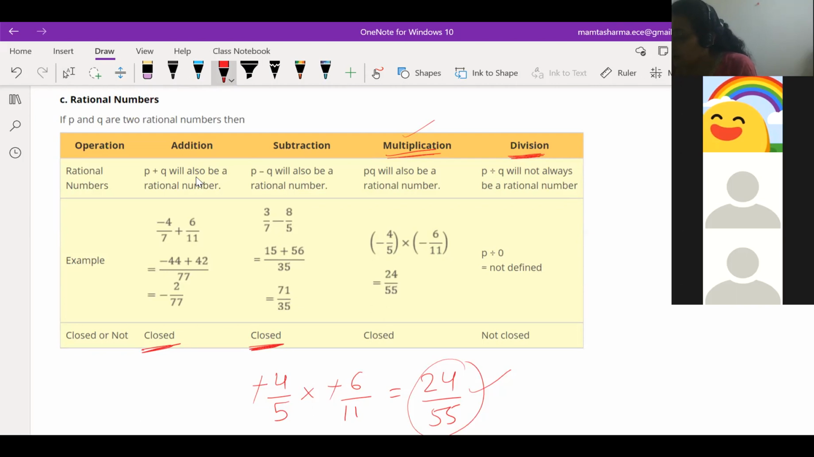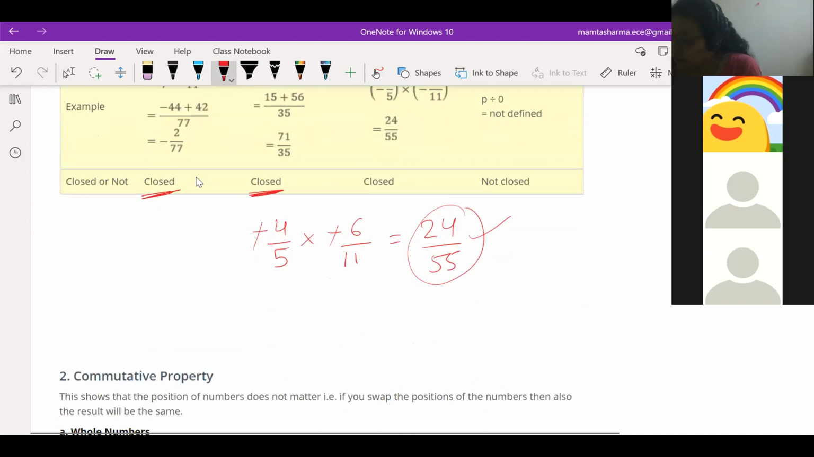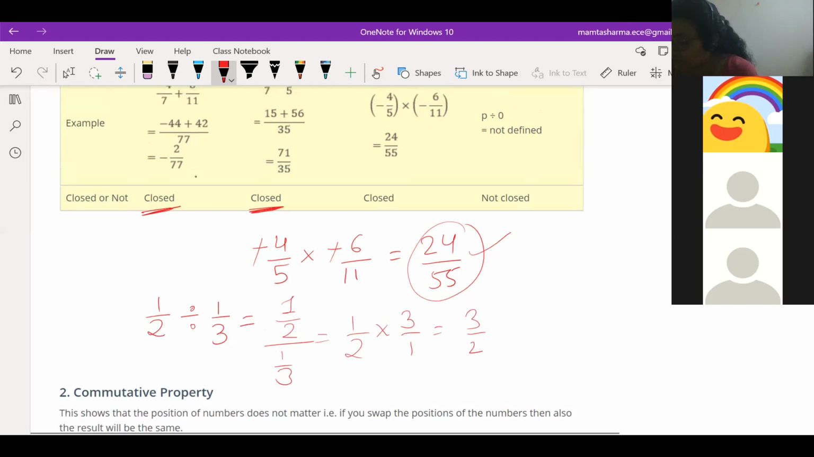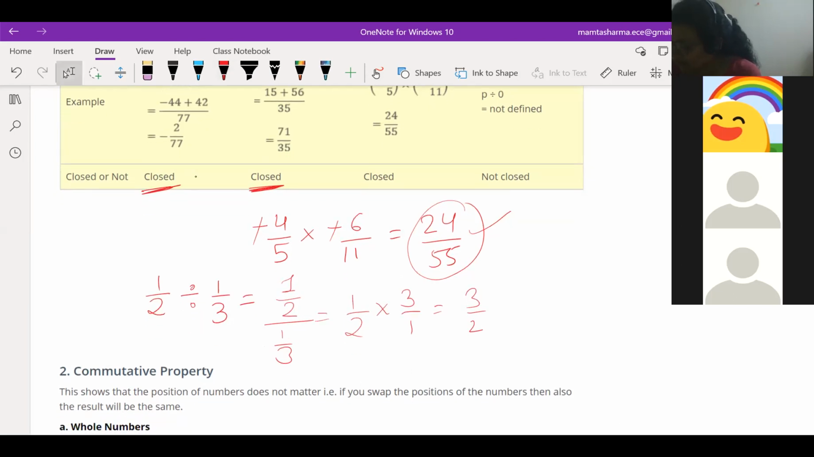For that, I will take two rational numbers, divide them, and check whether I am getting a rational number or not. If I give you 1 by 2 and 1 by 3, check it. This one is closed. But if we have 0 in the divisor, it is undefined.